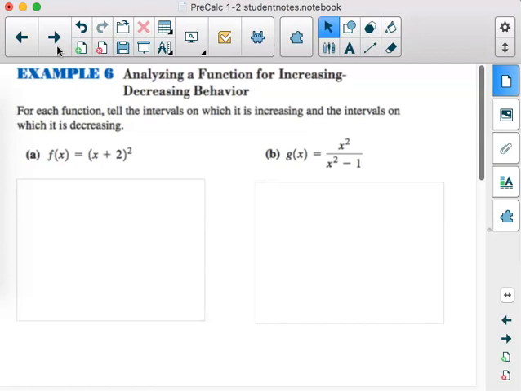Analyzing a function for increasing and decreasing behavior. That was a nice little picture they gave us back there. That was really helpful. So we realized it would be really helpful to have a graph so that we can look at what's going on with our functions. So for each function, tell the intervals on which it is increasing and the intervals on which it is decreasing. And you don't have to use a calculator if you know what it looks like.